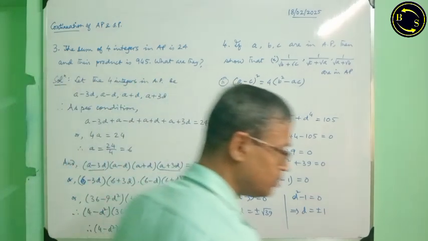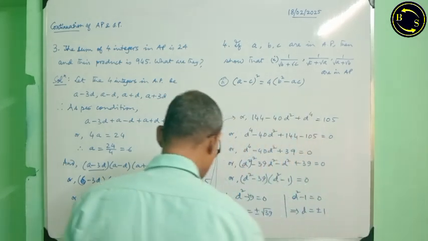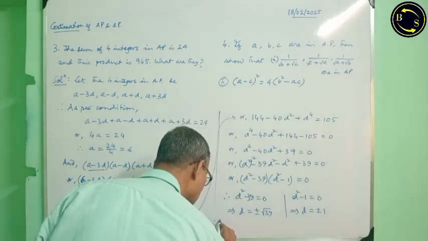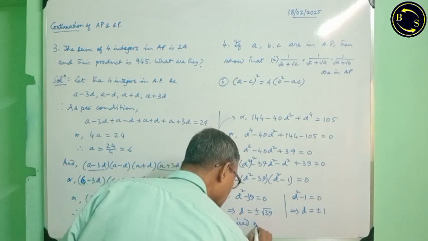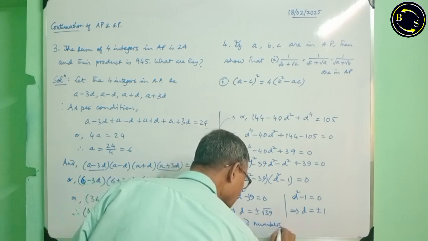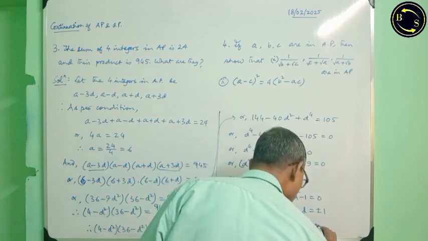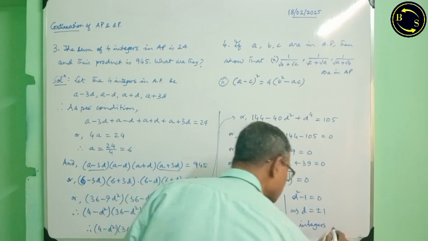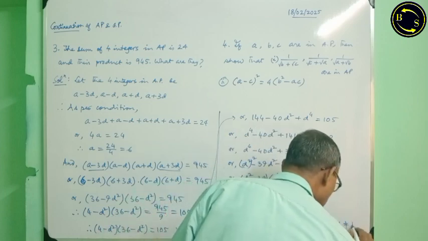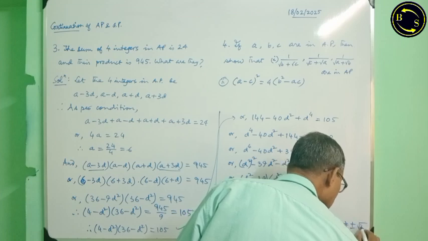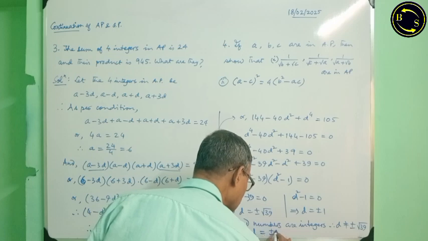We have to mention that since required numbers are integers, therefore d cannot be plus minus root over 39. Therefore d equal to plus minus 1.